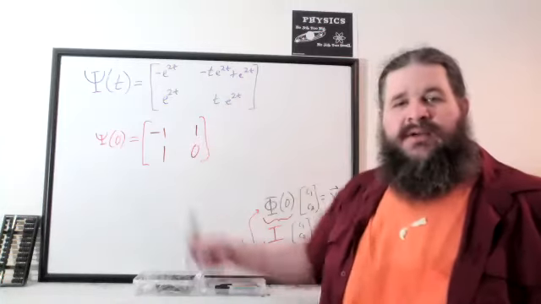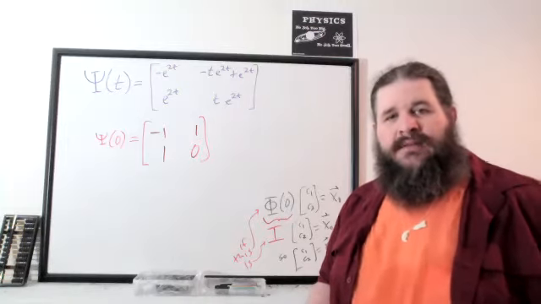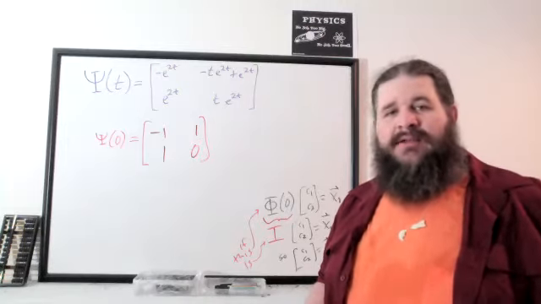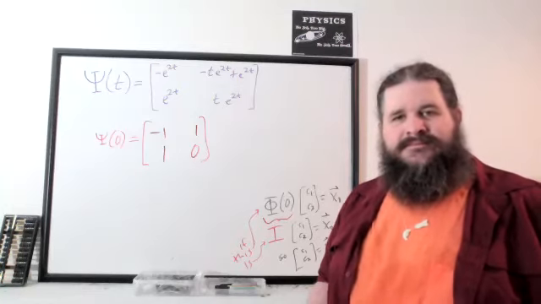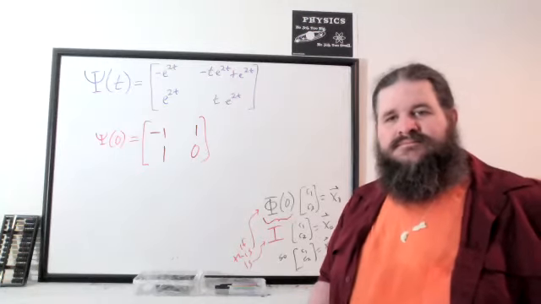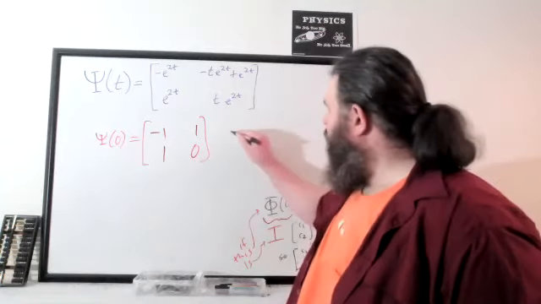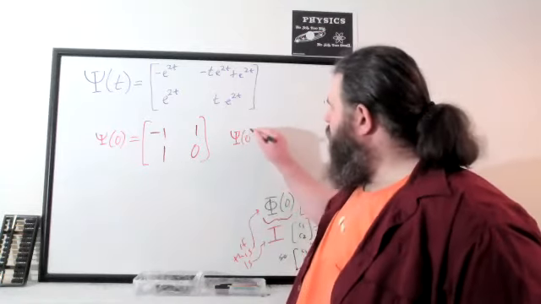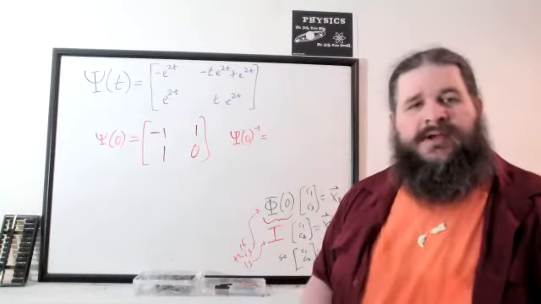And note that this is very much not the identity matrix. But if something's not the identity matrix, you can always turn it into the identity matrix by multiplying by what? Yeah, you multiply by the inverse. So let's find the inverse of phi of 0. Since this is a 2x2 matrix, we can use the shortcut.